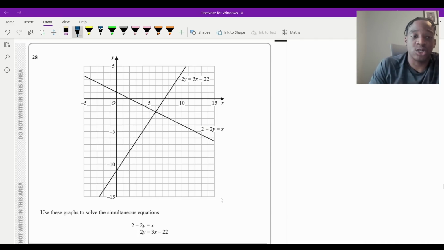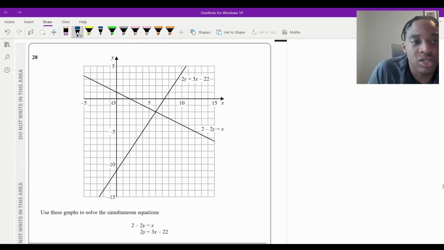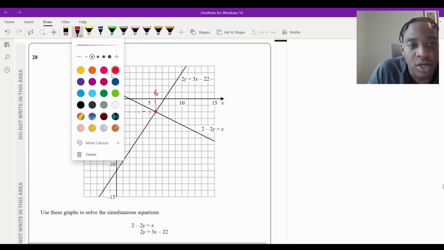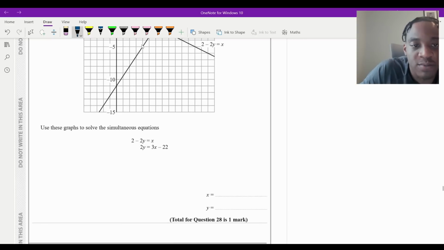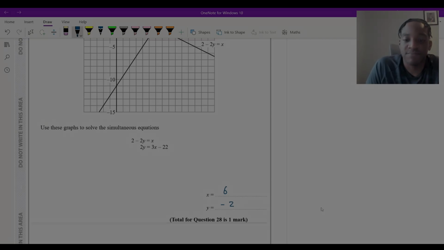Now, this topic here is just solving simultaneous equations graphically. And the way you solve simultaneous equations graphically is just by finding the point of intersection of the two lines. So in this case, the answer to the question is going to be the point of intersection, which is right here. We can see quite clearly that that is going to be 6 here, and this one here is going to be minus 2. 6 is for the x and minus 2 is for the y. So your answer is x is equal to 6, y is equal to minus 2. And that's it. That's why it's only 1 mark. And that's question 28 finished.